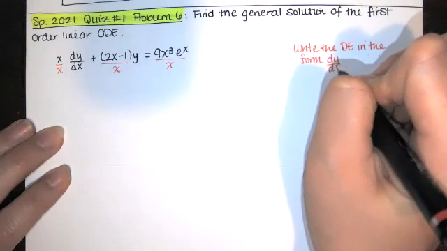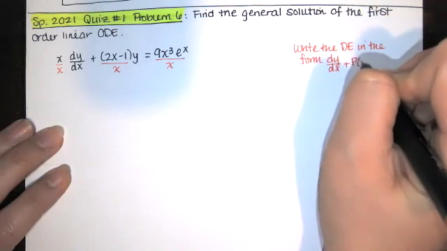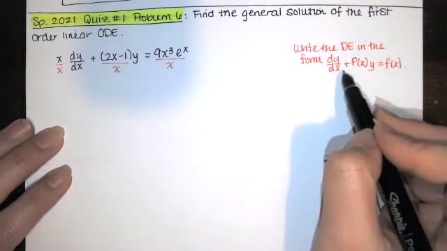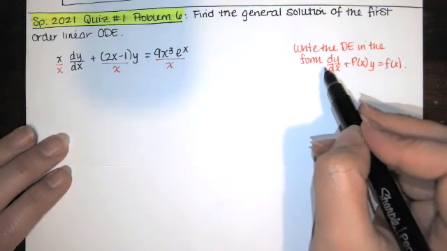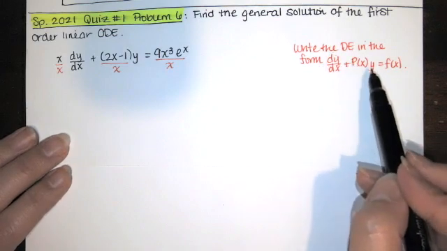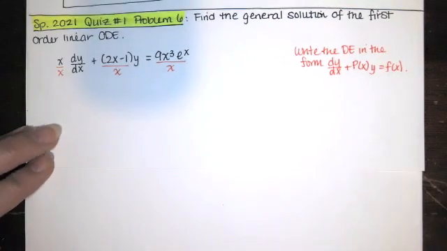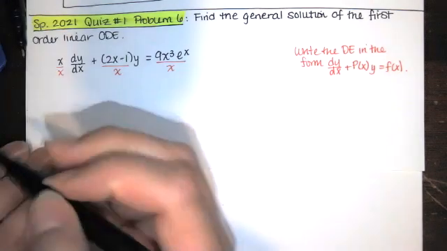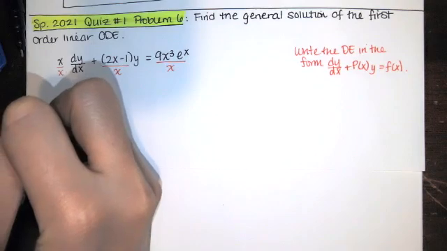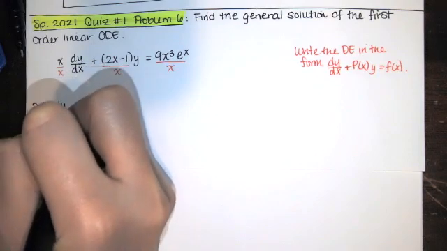And remember what standard form is. Sometimes I've heard it called general form. It's just where dy dx has a coefficient of 1. So you have 1 times dy dx plus a function of x times y equals a function of x. And these x's reduce. So we end up with dy dx right here.